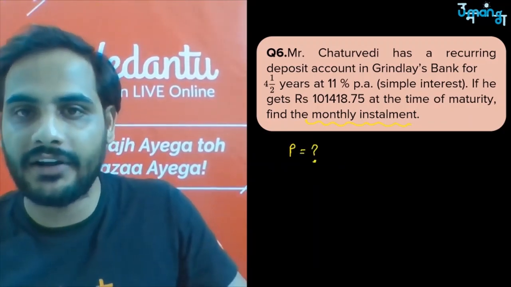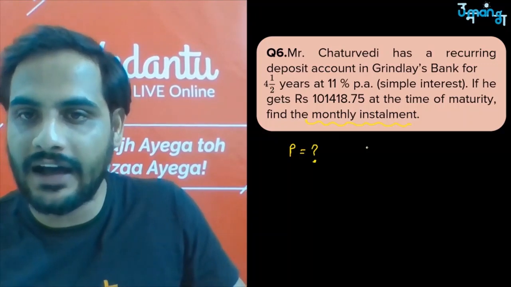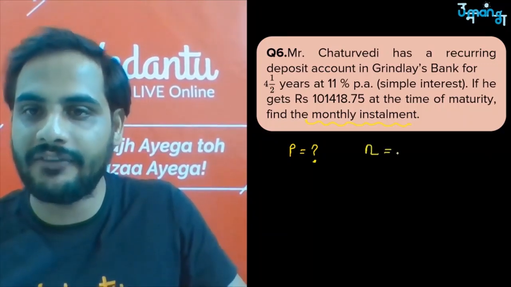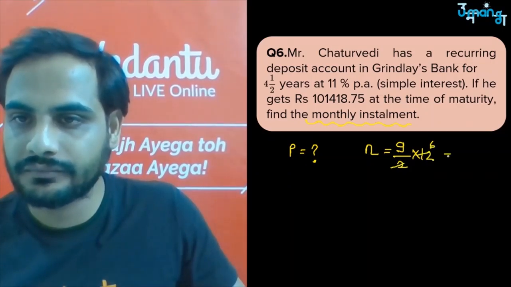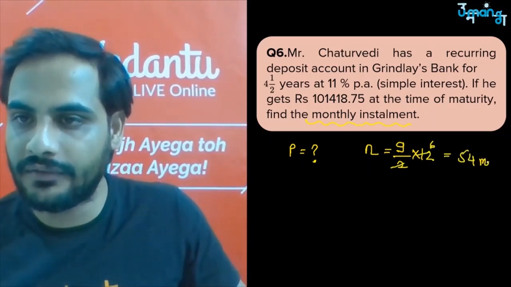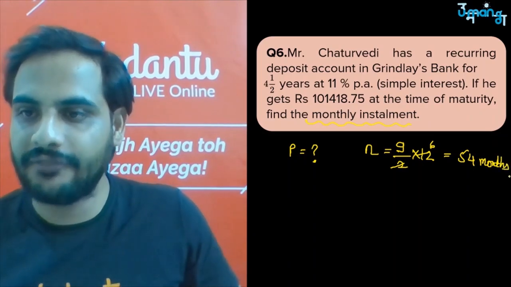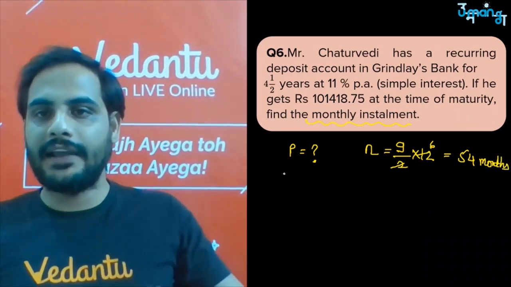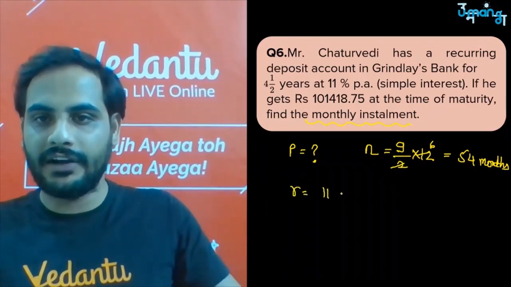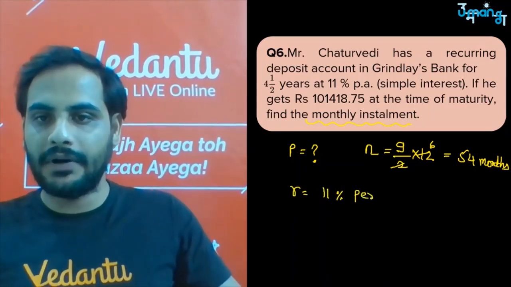Here they have given us that time period is 4.5 years. So n will be equal to 4.5 is 9 by 2 into 12. So 54 months. 54 months is your number of months, correct? Then rate percentage is given as 11% per annum.